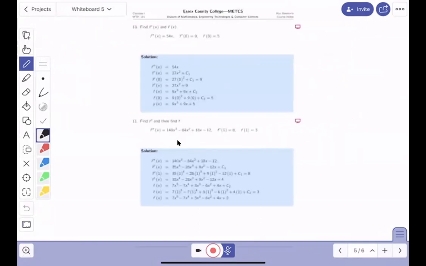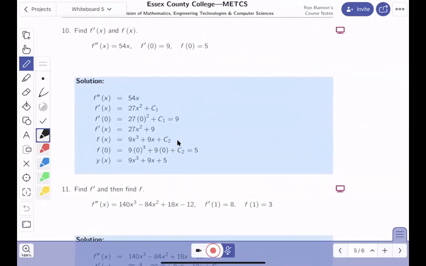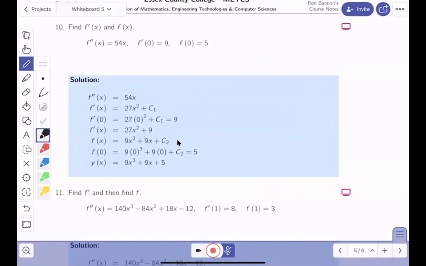Let's go to number 10. Number 10 is, they say find the first derivative and the function itself. They're giving me the second derivative. So I've got to work my way backwards.